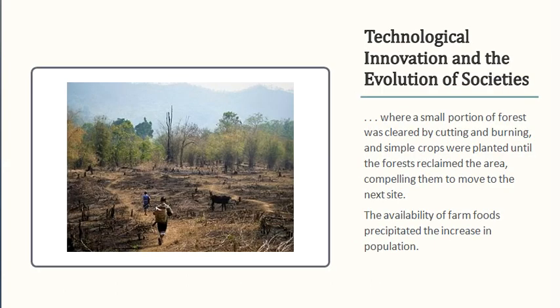Where a small portion of forest was cleared by cutting and burning, and simple crops were planted until the forest reclaimed the area, compelling them to move to the next site. The availability of farm food precipitated the increase of population.